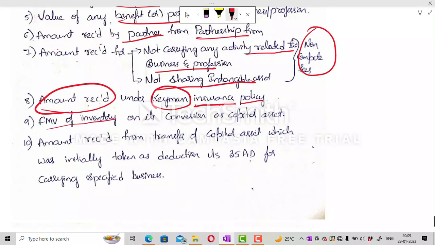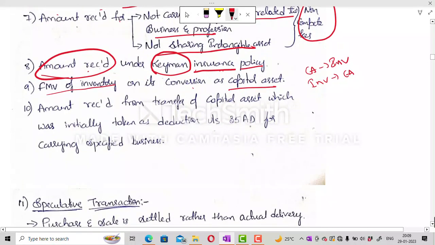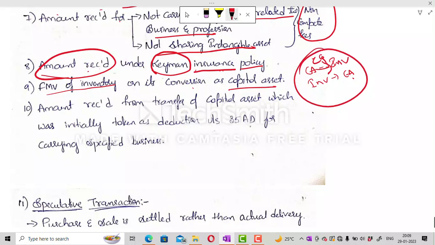FMV of inventory on its conversion into a capital asset. So we have this capital asset to inventory. In detail, we will learn in the capital gains chapter also. Inventory to capital asset, we will tax here only. Inventory to capital asset, we will tax it here. Capital asset to inventory, we will tax in capital gains. But the entire concept we will learn in capital gains.